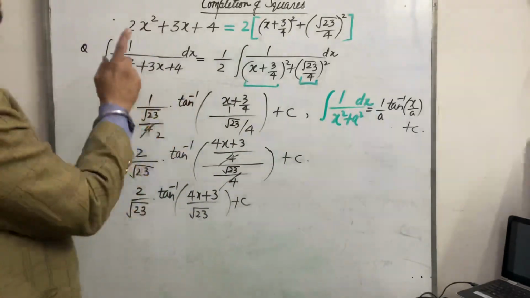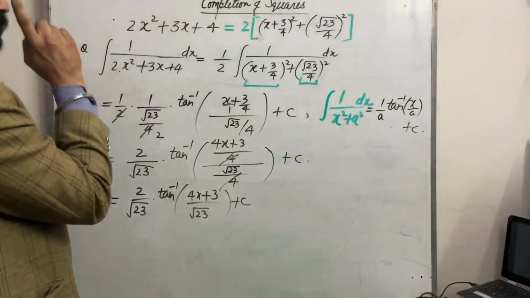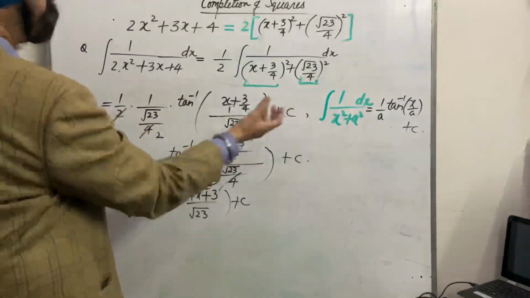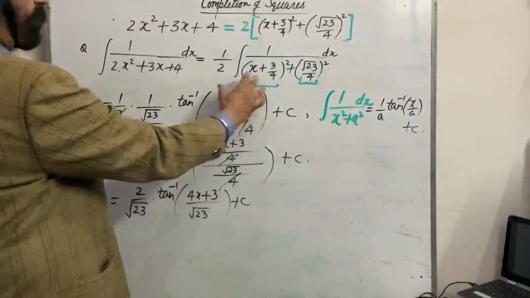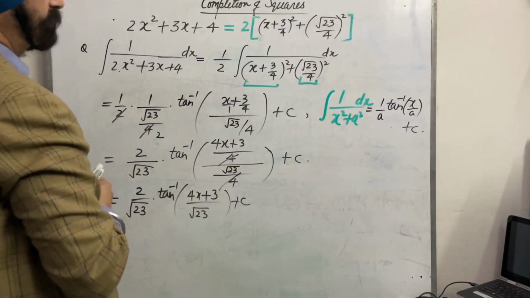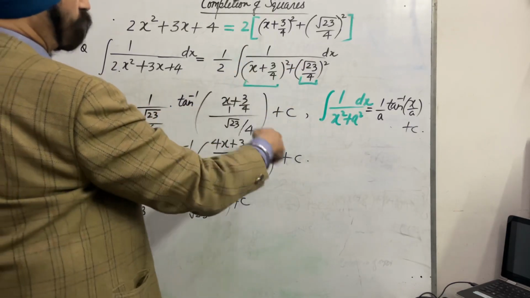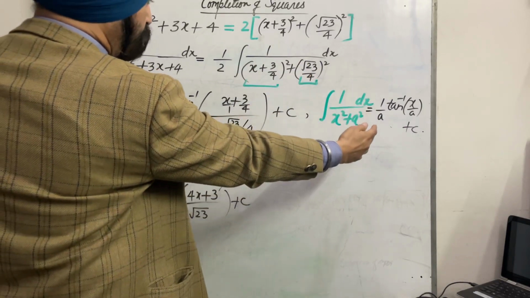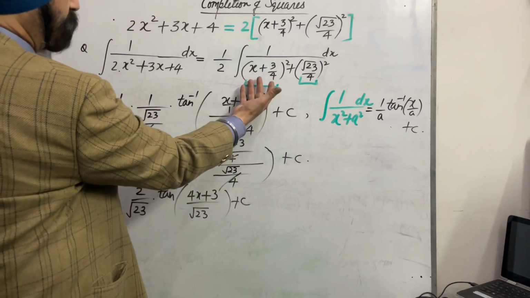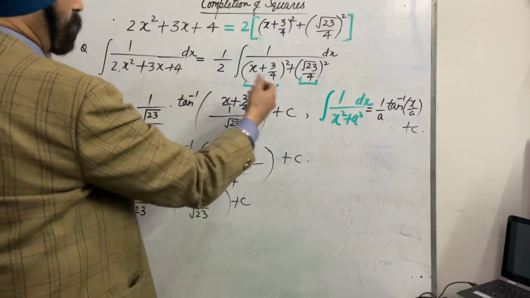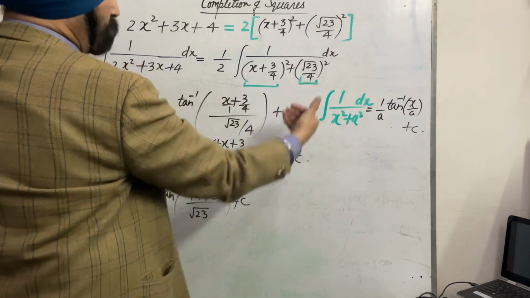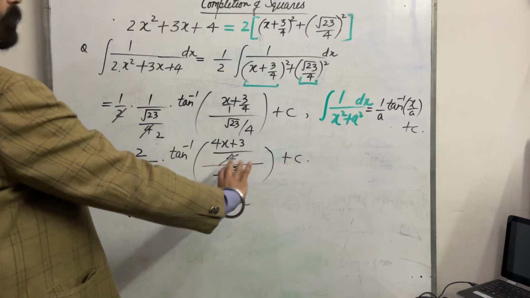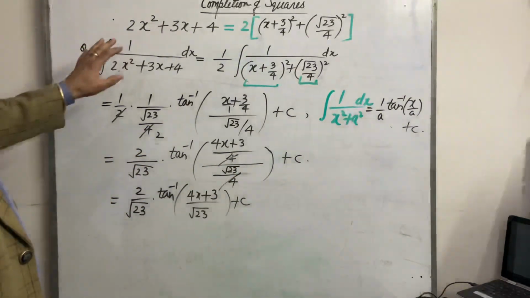Then we club the terms containing x square and x and the term 9 by 16 we added. On simplification, we arrive at this 2 outside, x plus 3 by 4 whole square plus root 23 by 4 whole square, for which a standard formula 1 upon x square plus a square is available. It is 1 upon a tan inverse x upon a plus c. So in place of x we write x plus 3 by 4, and in place of a we just need to write root 23 by 4. So this is how we can find the integral.